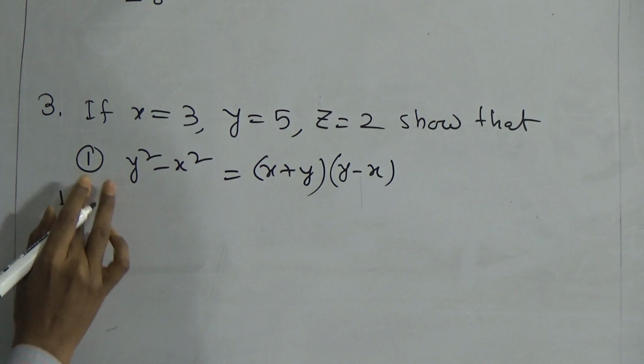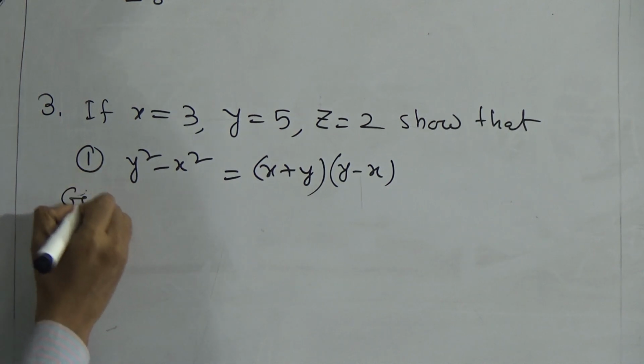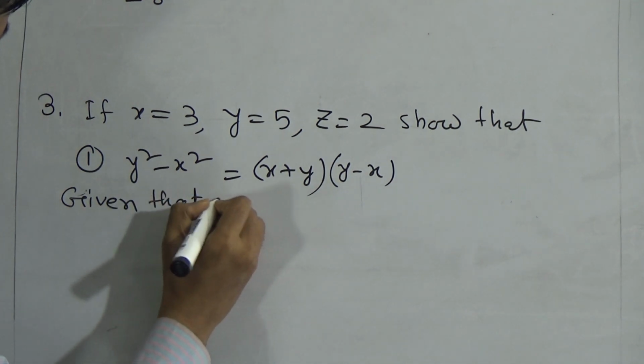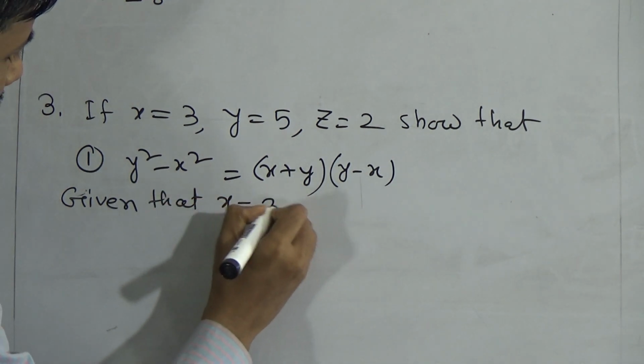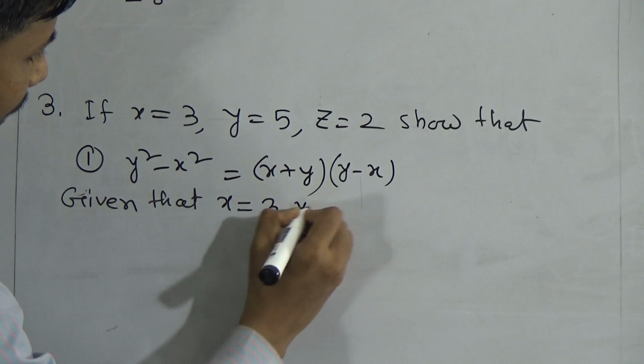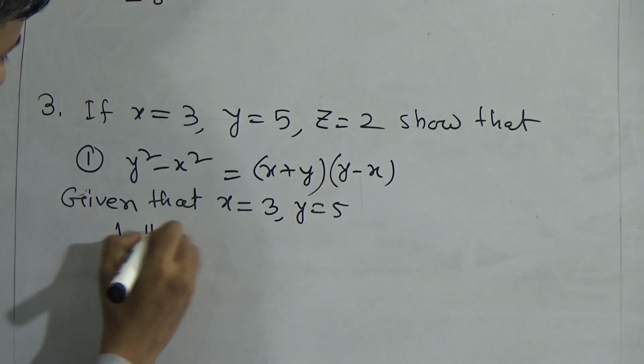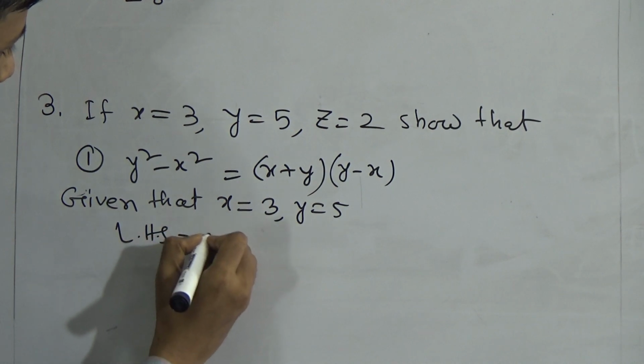Left, right, given that x equal to 3, y equal to 5, then write left hand side y.